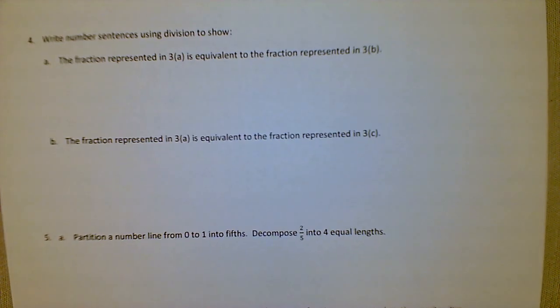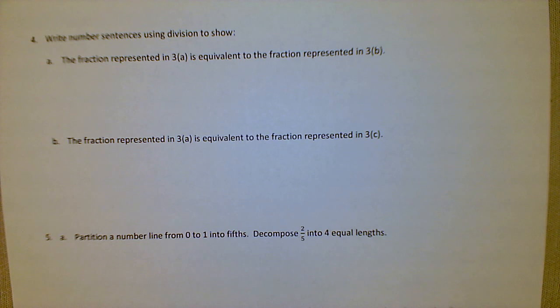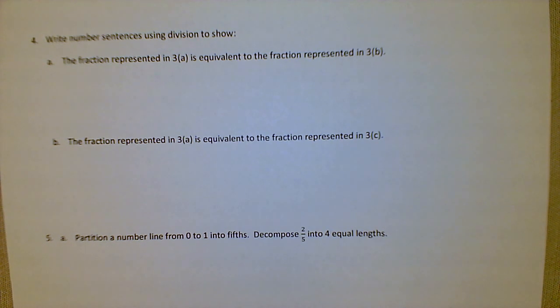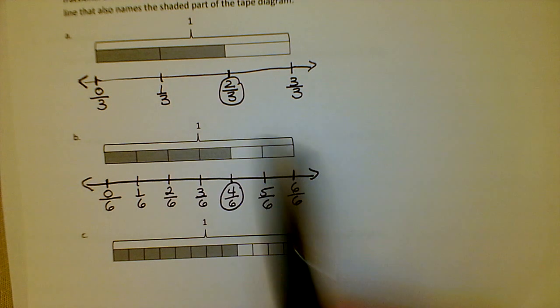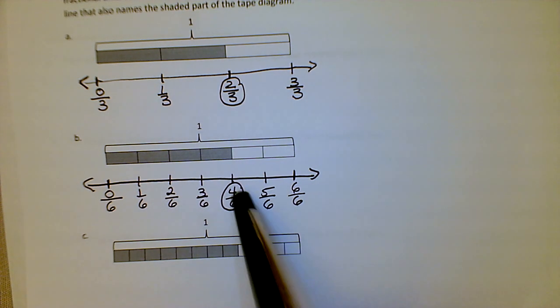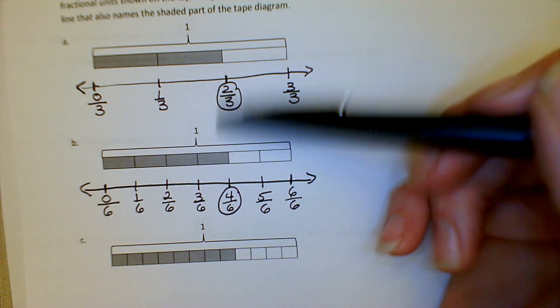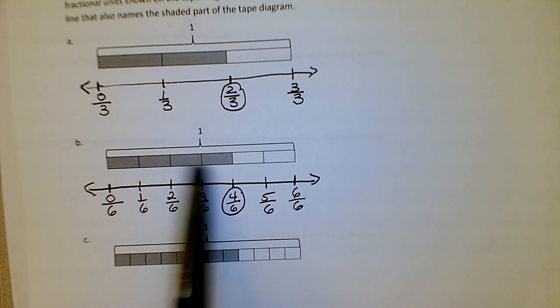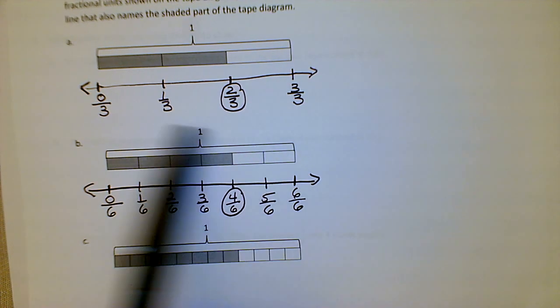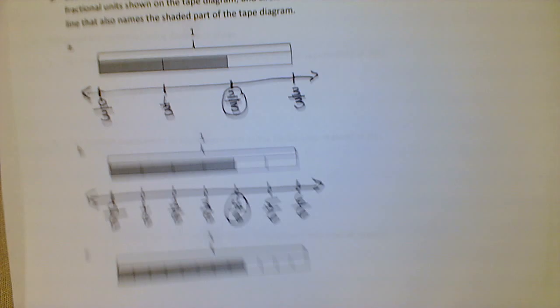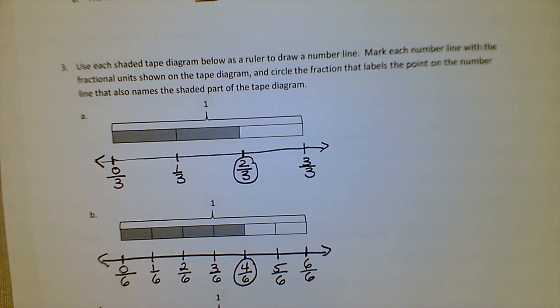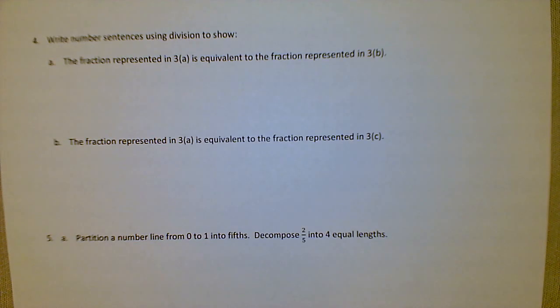Here we go. So in problem 4, it says write number sentences using division. So we want to use division to show that 2/3 was equivalent to 4/6. And visually, I can see that they do line up and that the shaded area is the same amount of the whole in both of these fractions, or in both of these tape diagrams and number lines. So let's go ahead and prove that.